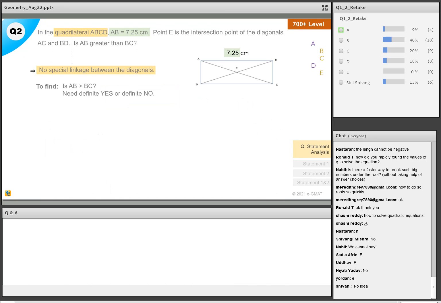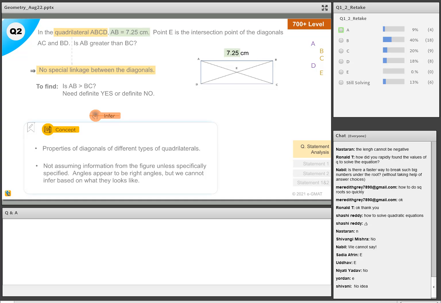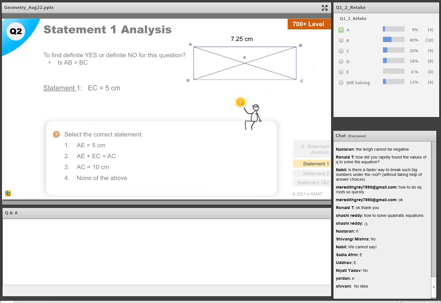Since we do not know anything, because again it's a quadrilateral, we do not have any idea about the diagonals. We cannot say anything about AB and BC. We have the length of AB, but we do not have the length of BC, so we cannot comment on this. The properties, as I told you, are very, very important. Please do not assume unless it's specifically mentioned in the question, even if it appears to be something. Okay, with that information, let's move ahead to the first statement.